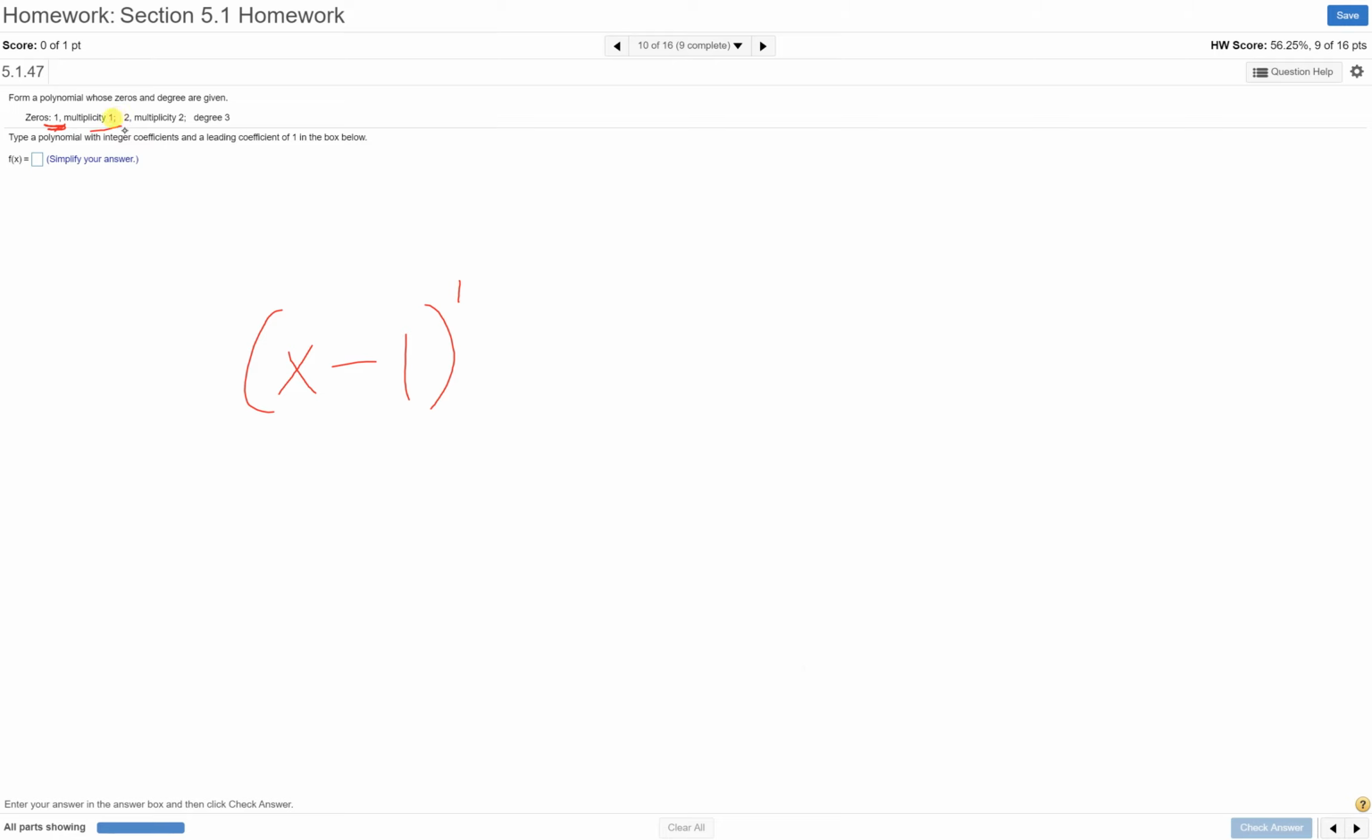Now the next solution is the 2. So if my solution is positive 2, then my factor should have been x minus 2, and the multiplicity, or the degree of that factor, is 2. And voila, we got our equation. This equation will have the 2 answers that they're requiring us to have with the proper multiplicity.